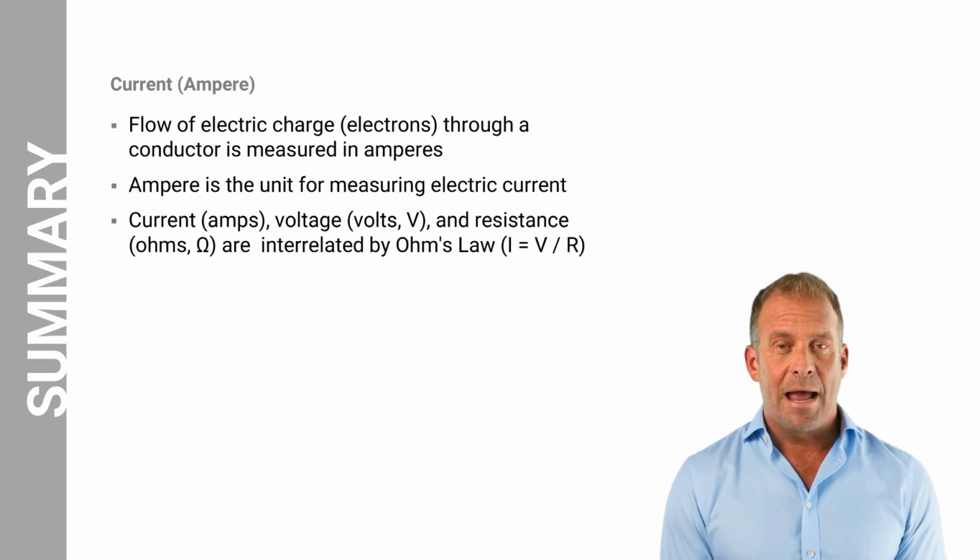Let us now recap what we have covered in this lesson on current. The flow of electric charge, electrons, through a conductor is measured in amperes, amps. A higher amp reading signifies a larger flow of charge per second. An ampere is the unit used to measure electric current. It represents the rate of charge.